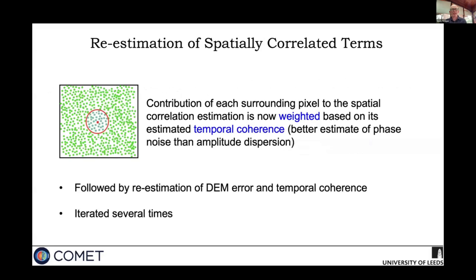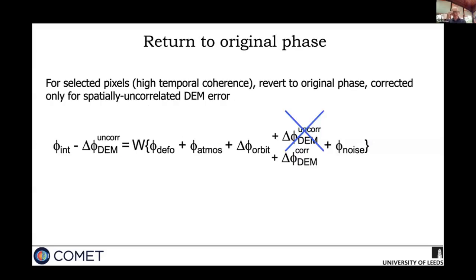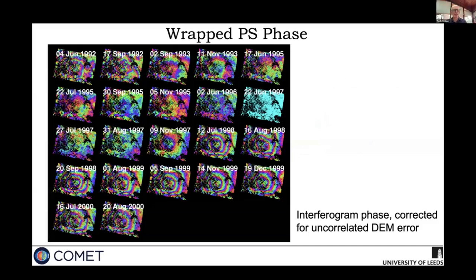Okay, so this then allows you to isolate the noise, which allows you to choose which are your PS pixels. And then you can go back to those PS pixels and go back to the original phase of that and just correct for this uncorrelated DEM error that you just estimated using the model. And you might get something like this. So these are single primary interferograms, but now rather than showing every pixel, it's just showing the PS pixels, for every interferogram.